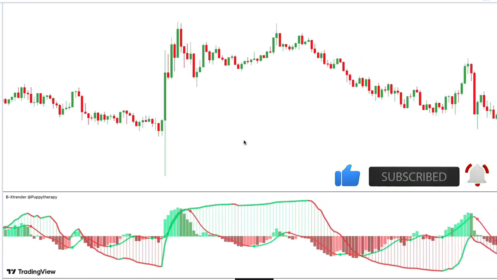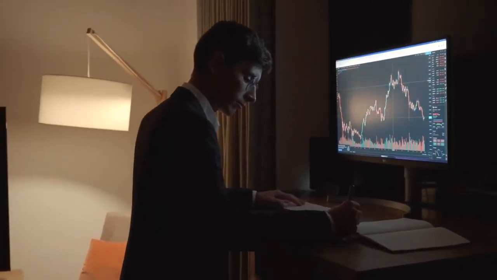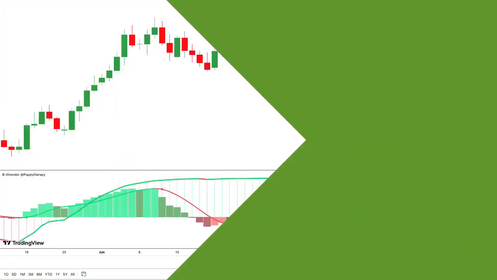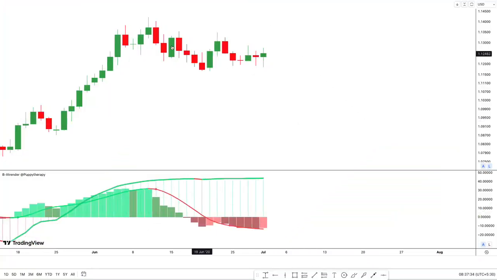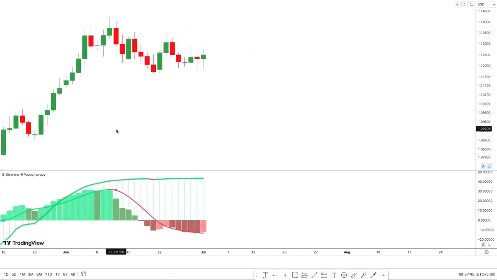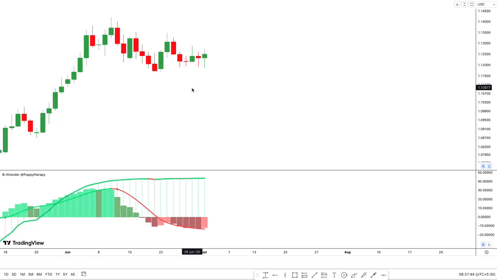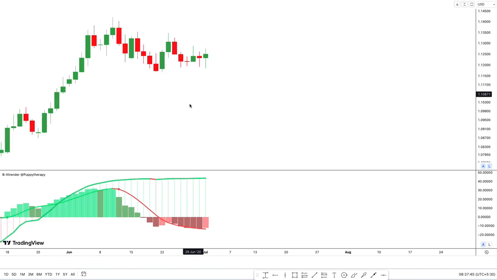Now let's talk about how we are going to use this indicator to get amazing trade setups like this. Let's go to the 1 hour time frame. For long trades, we first want to ensure that our overall trend is bullish. As mentioned earlier, this aspect of the indicator will be used to determine the direction we will be taking trades.